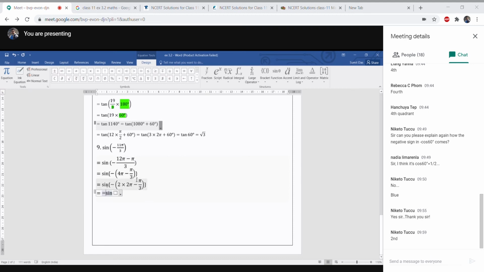So this minus sign will be here, and we can write pi by 3. Now directly put the value here. So no need actually, here you don't need to find any value.